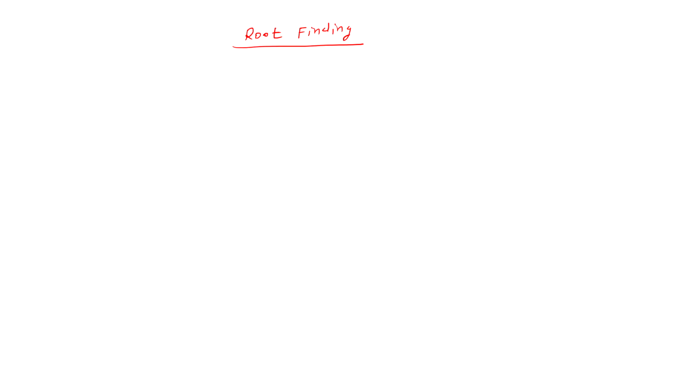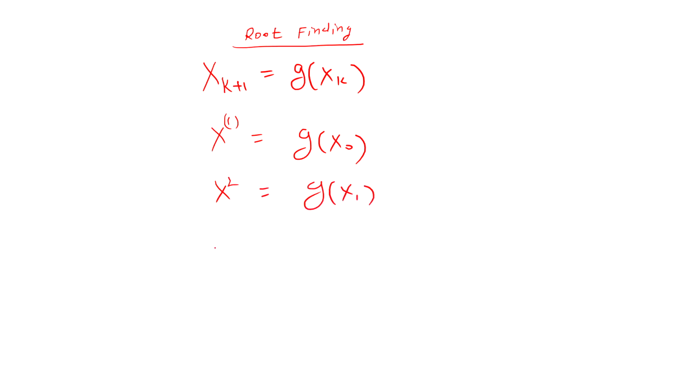Now if we write down the recursive formula, the recursive formula was that xk plus 1 was equal to g of xk. So that means x1 is nothing but g of x0, x2 is nothing but g of x1, x3 is nothing but g of x2, and so on and so forth, and we will go to xk plus 1 is equal to g of xk.